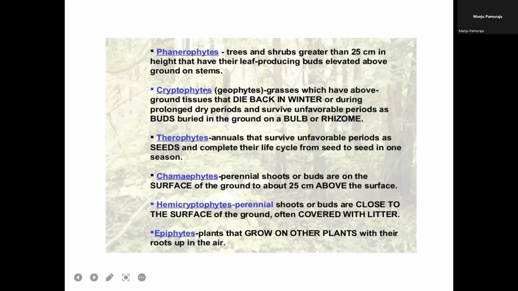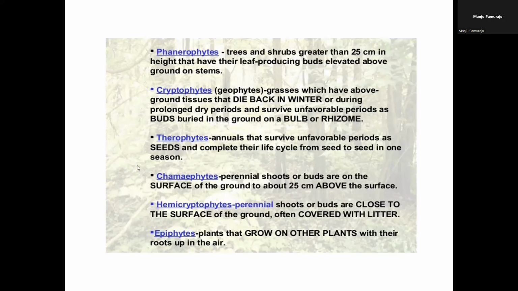Next one is the cryptophytes. Cryptophytes are also known as the geophytes. These are grasses which have above ground tissue and that die back in the winter. So during winter or during prolonged dry periods, they survive unfavorable periods as perennating buds buried in the ground, as a bulb or a rhizome. These are also known as the geophytes because they are buried inside the soil.